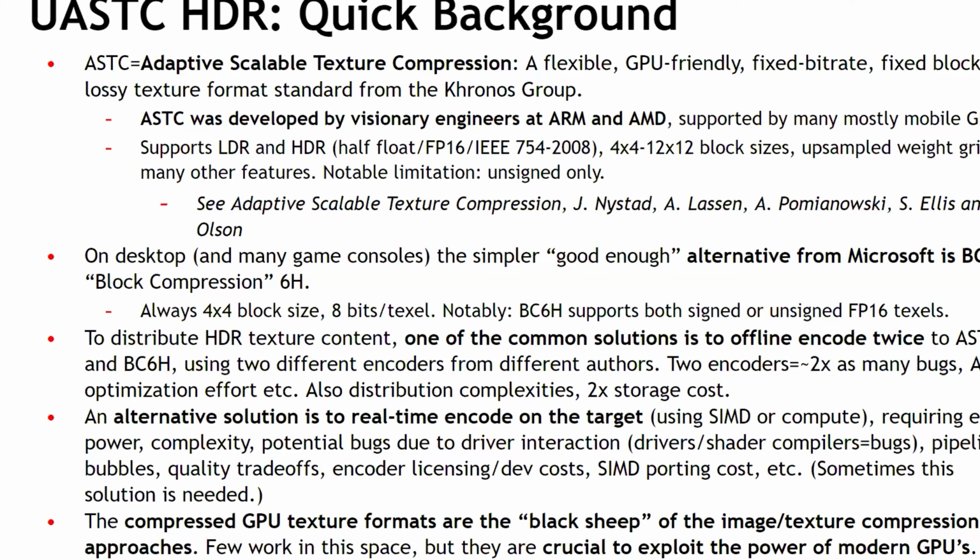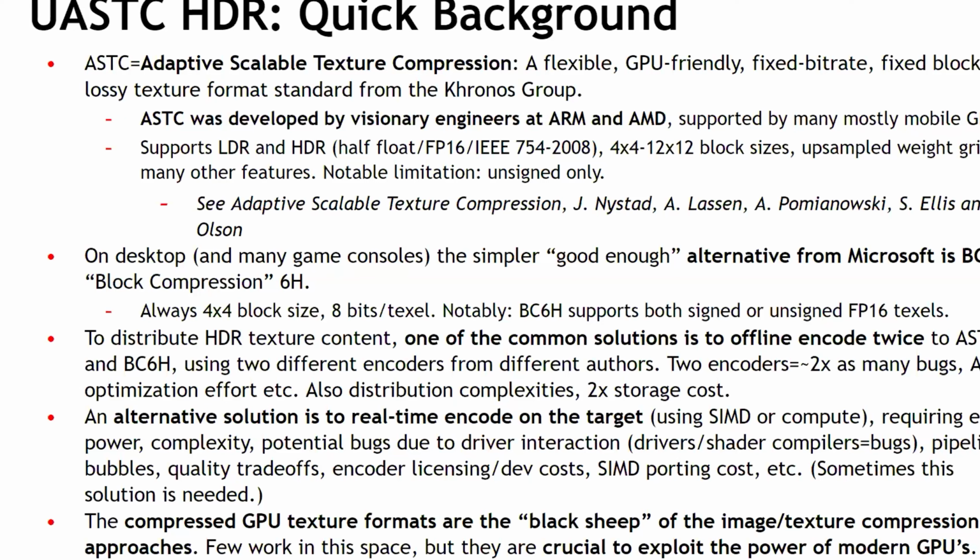Unfortunately, ASTC is not supported on desktop. At least Intel actually did release a few CPUs to support it, but last I heard, Intel's dropped support for ASTC. So on desktop and some consoles, the good enough format is BC6H. These are both 8 bits per texel formats. So right now, what developers do to distribute HDR texture content is they either offline encode twice to ASTC and BC6H using 2 different encoders from 2 different sources, or they real-time encode on the target.